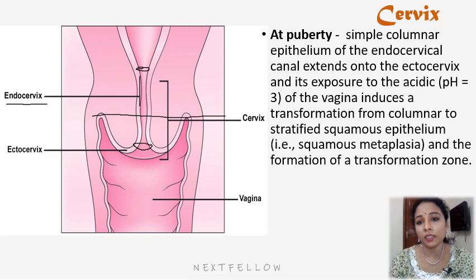So we can see it is lined by the simple columnar epithelium and its pH is around 3, which induces the transformation from columnar to stratified squamous epithelium. So before puberty, the cervix is lined by simple columnar epithelium. Once the woman attains menarche and puberty, slowly because of acidic exposure, it induces the transformation from columnar to stratified squamous epithelium.